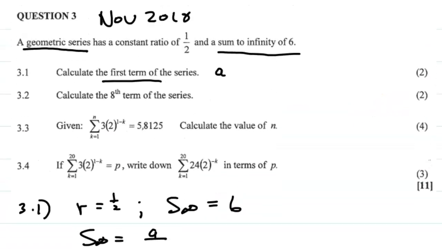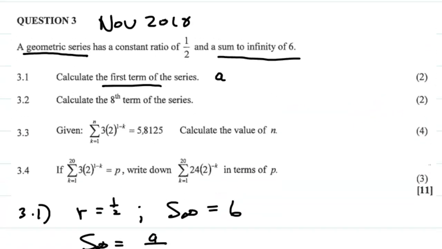Let us now look at 3.2. It says calculate the 8th term of the series. The first question we have to ask ourselves is, how do we find the general term of a geometric series? The formula is Tn equals A R to the n minus 1. n is 8 because they want the 8th term, and we just found A and we know the ratio. So all we have to do is substitute into this formula.